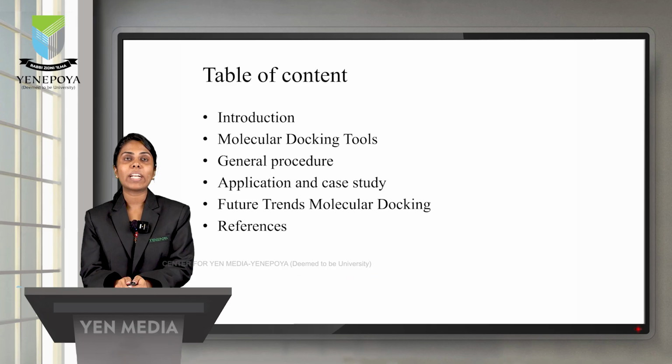These are the table of contents I have included in my slide: introduction, molecular docking tool, general procedure, application and case studies, future trend of molecular docking, and reference.